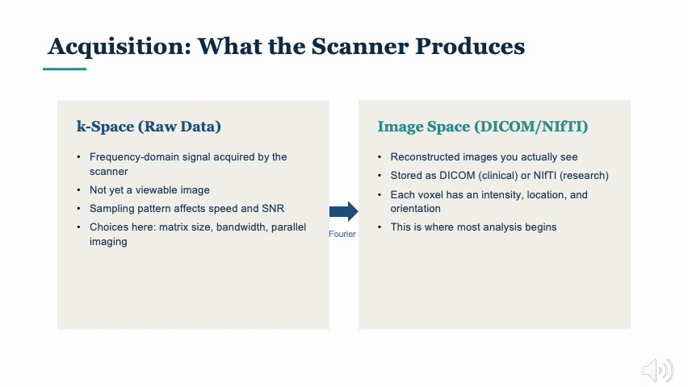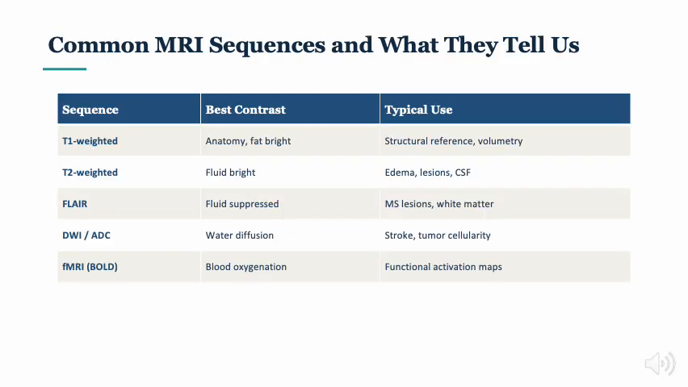The scanner doesn't actually produce an image first. It produces k-space, the raw frequency domain signal. This is not yet something you can look at, and the sampling pattern here affects both scan speed and signal to noise. Choices at this stage include matrix size, bandwidth, and parallel imaging. We then apply a Fourier transform to move into image space, like DICOM or NIfTI images you actually see. Here, each voxel has an intensity, location, and orientation. This is where most analysis begins.